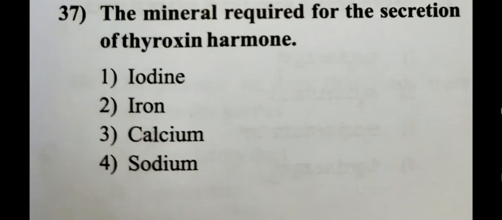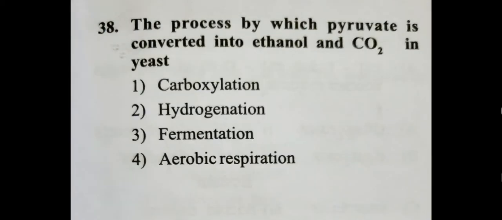The mineral required for the secretion of thyroxine hormone is obviously iodine. First option is the right answer. The process by which pyruvate is converted into ethanol and carbon dioxide in yeast, and this process is obviously in absence of oxygen, is called fermentation. Option 3 is the right answer.